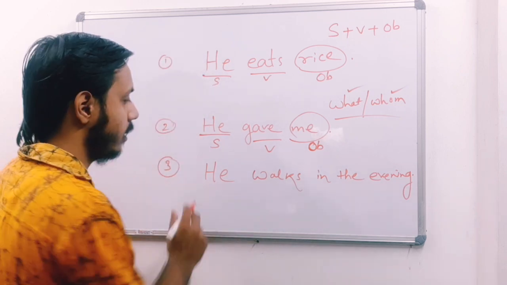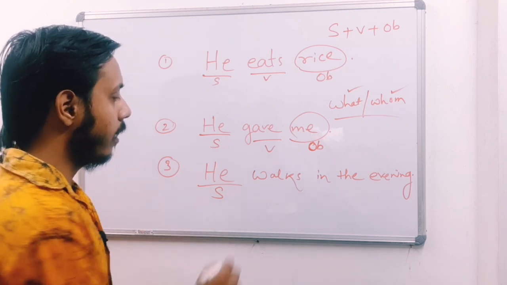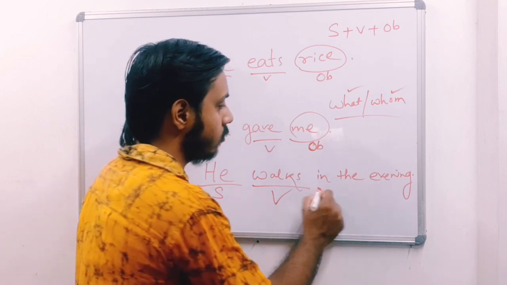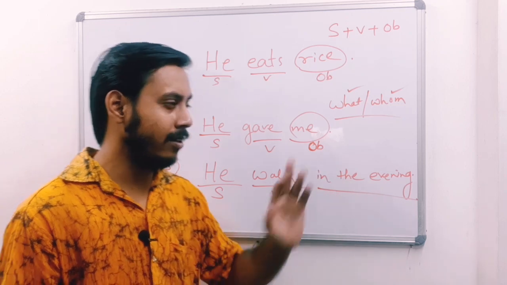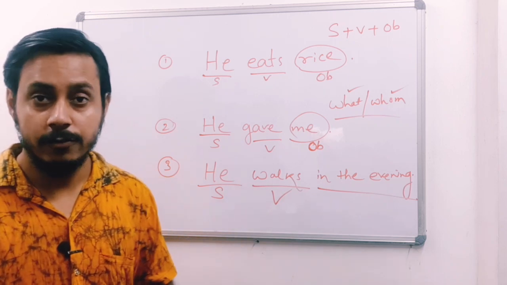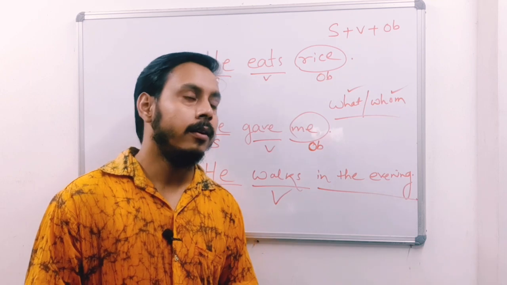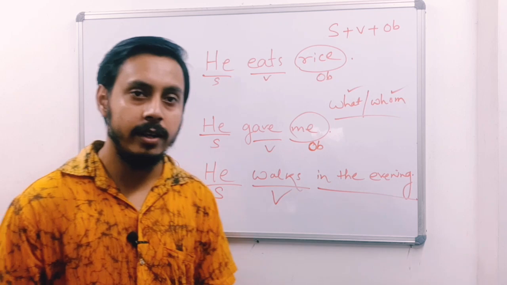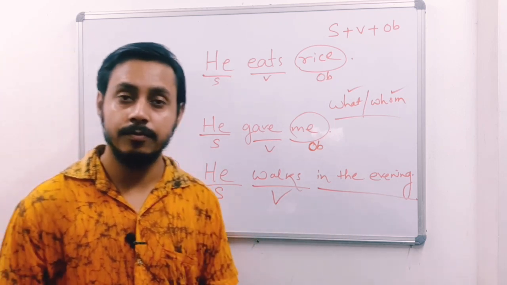He works in the evening. Again he is the subject and works is the verb. Then what about this one, in the evening? Here we have three words, that means it's a phrase. A phrase means a group of words. So he is the subject, works is the verb. Then what about in the evening? It is also placed just after the verb, isn't it?